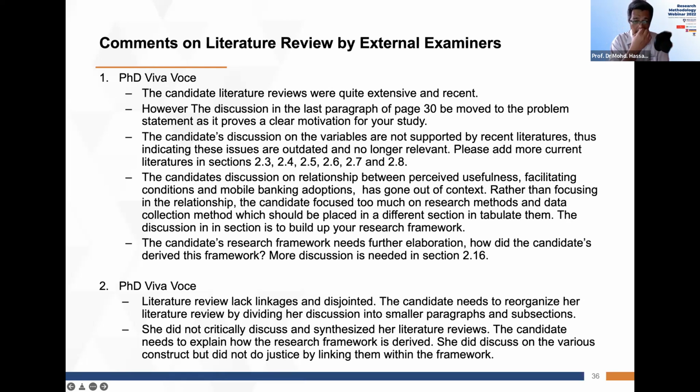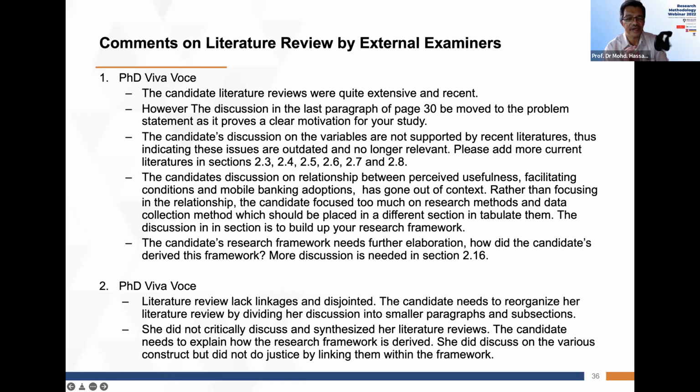However, the discussion in the last paragraph of page 30, coming from the thesis, should have been moved to the problem statement. This is one thing that you have to pick up. There are certain components that should remain in chapter 1, and sometimes you place them in chapter 2. So before you submit your thesis, make sure that you go through chapter 1 and chapter 2 again.